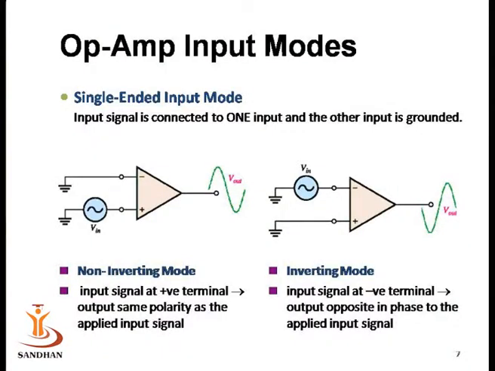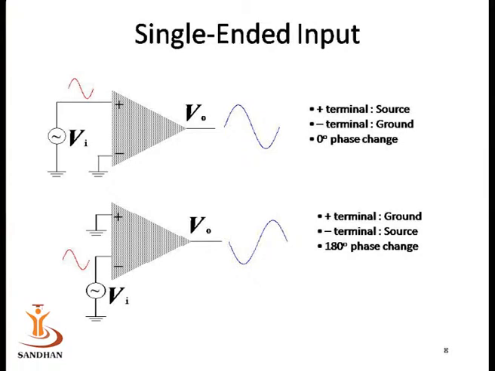There are different ways we can give the input to the operational amplifier. See here, first of all, single ended input mode. First is non-inverting mode. The signal is given to the non-inverting terminal, so we get output which is without any phase difference. In inverting mode, the signal is given to only the inverting terminal, and the non-inverting terminal is grounded, so the output is 180 degrees out of phase. So this is one way to give the input of an op-amp circuit. Here clearly we can see the inverting and non-inverting terminals.